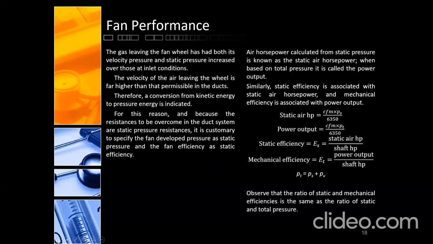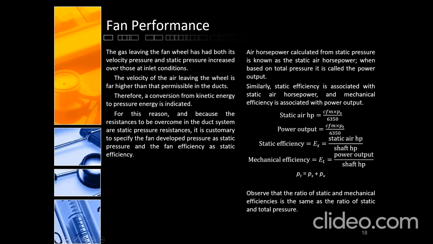Okay, so the gas leaving the fan wheel has both its velocity pressure and static pressure increased over those at inlet condition. The velocity of the air leaving the wheel is far higher than that permissible in the ducts. Therefore, a conversion from kinetic to pressure energy is indicated. For this reason, and because the resistance to overcome in the duct system is a static pressure resistance, it is customary to specify the fan developed pressure as static pressure and the fan efficiency as static efficiency.